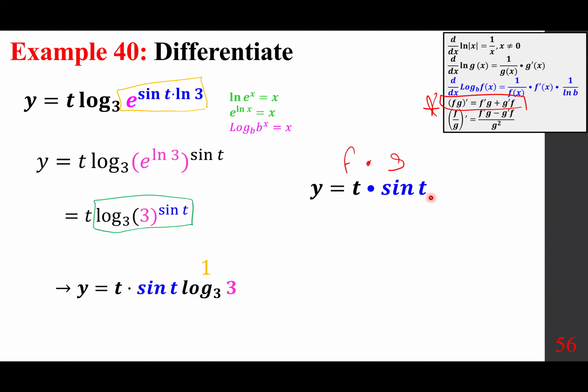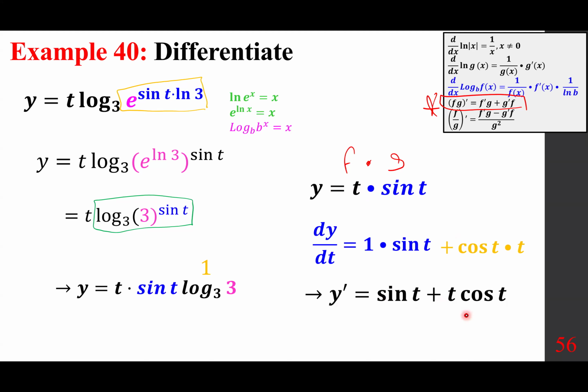Because again, the independent variable is t, so it's dy dt instead of y prime. The derivative of t is 1, so f prime g is 1 times sine t, plus the derivative of sine, which is cosine t, times t. I'm going to put the t in front because it's awkward. Otherwise, y prime is sine t plus t cosine t. I hope you see that. If you don't simplify it using logarithmic properties, it becomes very difficult to deal with.